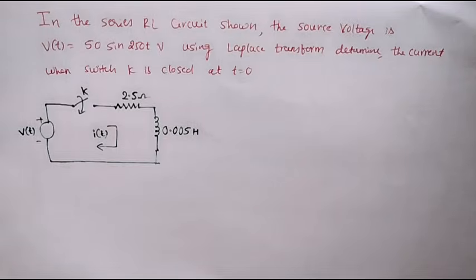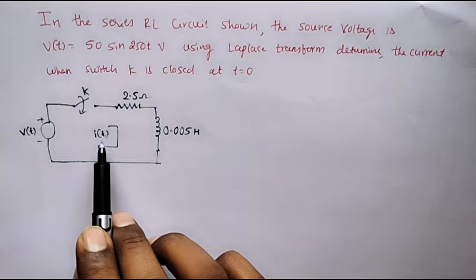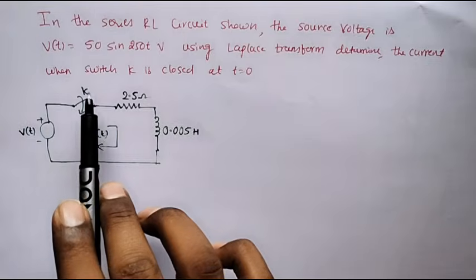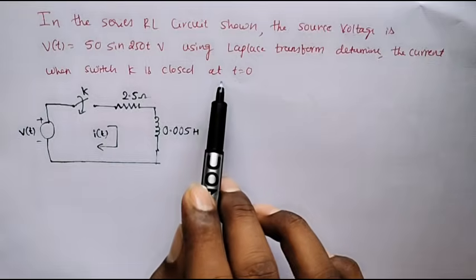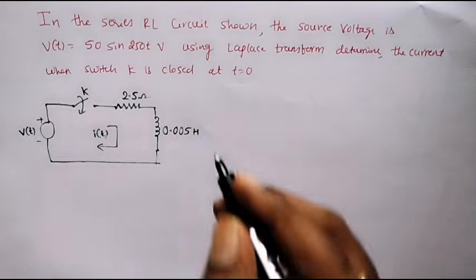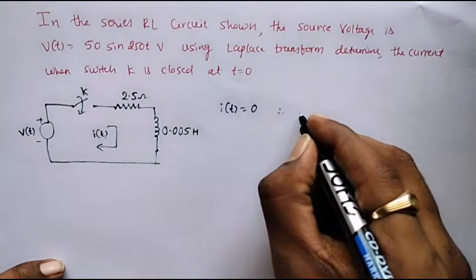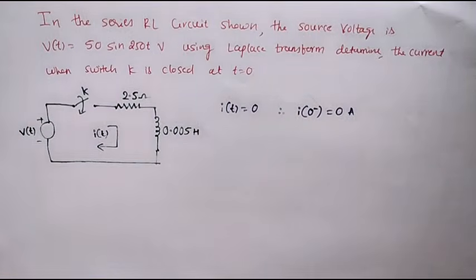So here an RL circuit is given. We are supposed to calculate the current flowing in this circuit, that is i(t). It is said that the switch is closed at t equal to 0. It means that before t equal to 0 the switch was in open state, and in open state the current i(t) was 0. Therefore we can say i(0-) was 0 amps. The current in the circuit before closing the switch was 0 amps.